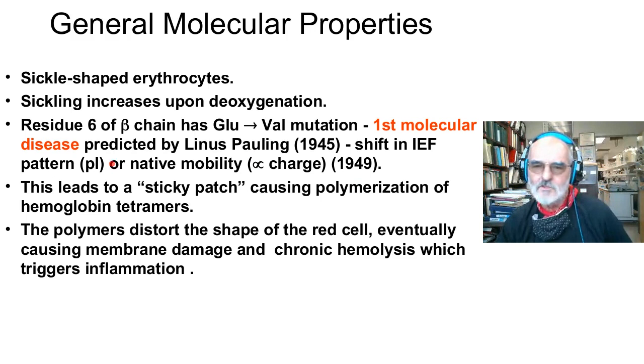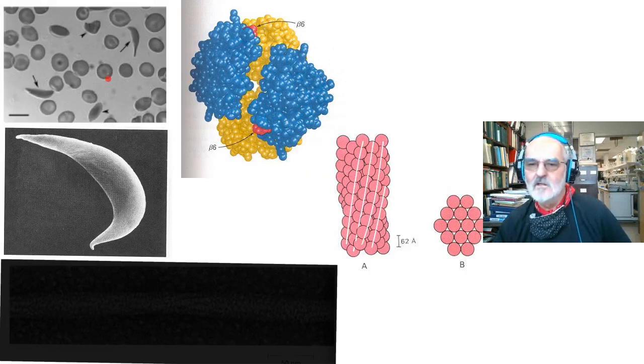You can see it in a shift in the charge. This valine is described as a sticky patch that allows tetramers to associate and then aggregate. And those big aggregates distort the shape of the red blood cell, which eventually leads to membrane damage. They lead to red blood cell destruction, so chronic hemolysis, which also then causes inflammation. But the real feature has to do with capillary blocking.